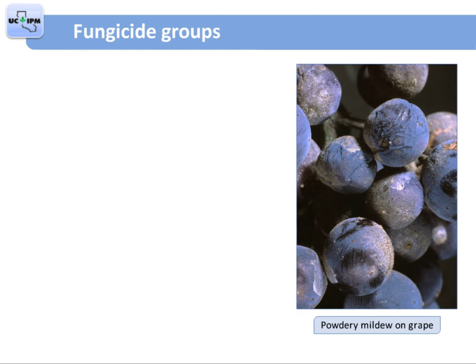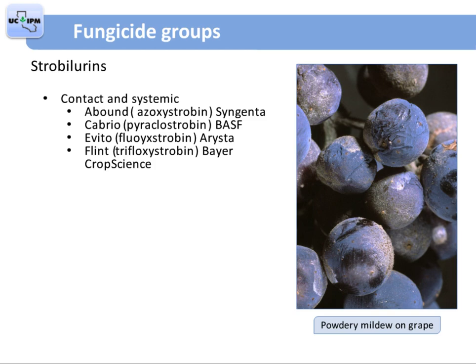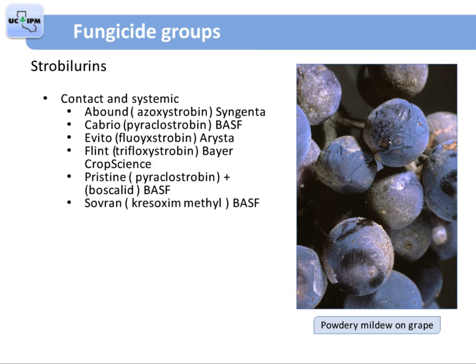Within the strobilurin group, there are a number of products. These are both contact and systemic products. Abound from Syngenta, Cabrio from BASF. Evito is a product mostly used on tree fruit, but we don't have it in California. Flint is from Bayer. Pristine from BASF is mostly used in viticulture and has been used more against powdery mildew than botrytis. We're starting to see some problems now. Sovereign is also by BASF.